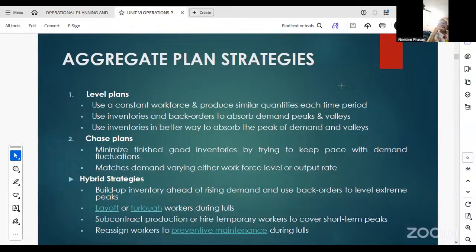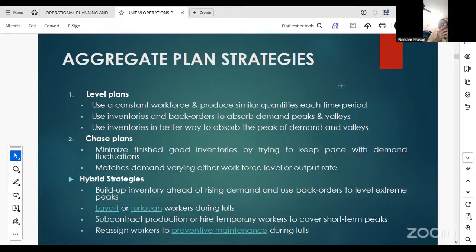So aggregate planning can be done in three ways. First is your level plan, when you know exactly what is going to happen in that particular period, so you keep the same type of operation. Second is your chase plan, where things can fluctuate.